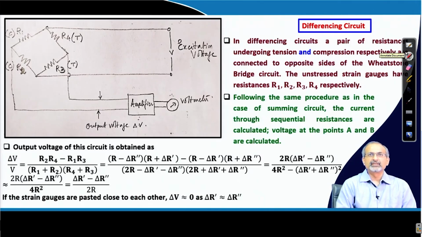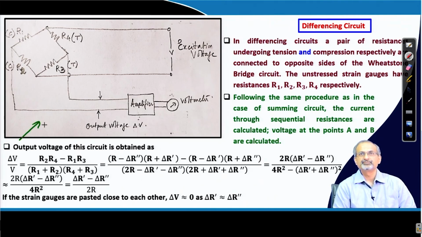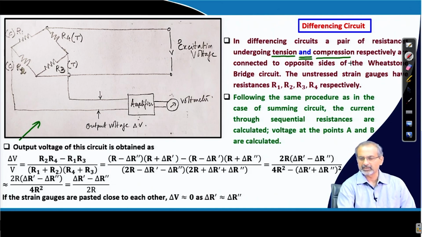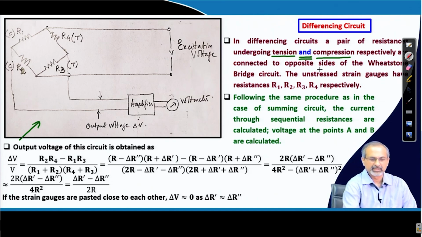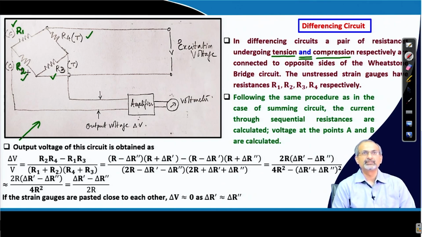So, we discussed the summing circuit, let us discuss the differencing circuit now. We recall this figure which we did in the previous lecture. So, what is the difference here? In differencing circuits, a pair of resistances undergoing tension and compression respectively are connected to opposite sides of the Wheatstone bridge. So, you have a compression here with a tension here. Again a compression here with a tension here. That is how you identify a differencing circuit.